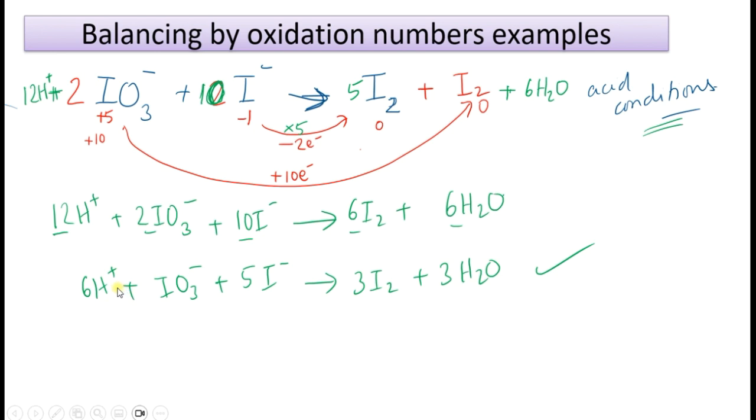And you can check all the charges as well. Yeah, 6 plus cancels with the 6 minus, 0 charge on the left and on the right. Check the atoms as well. All done. So make sure that you understand this, why we put 2 iodine to start with, to make the problem slightly easier.